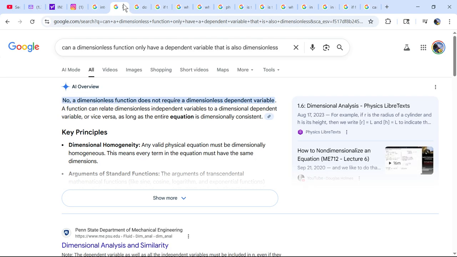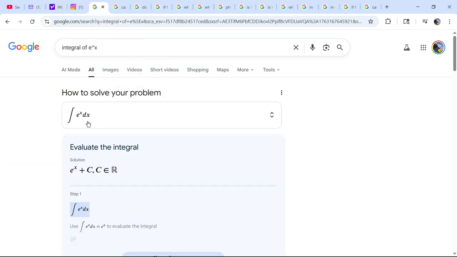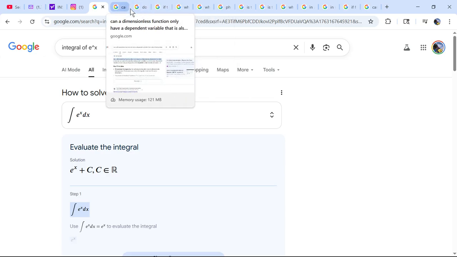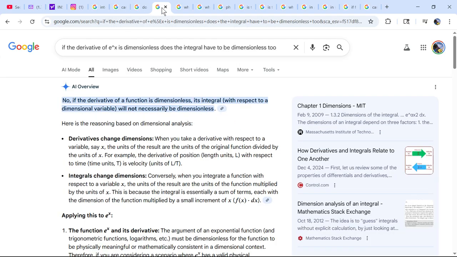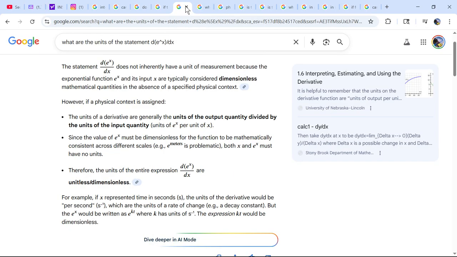Okay, hell yeah. So now let's see what I have here. Can a dimensionless function only have a dependent variable that is also dimensionless? No, so this was kind of interesting, because if I'm starting here, and it's representing something dimensionless, does this value have to be dimensionless? And I don't even know where I want to start with the Google. Probably somewhere I'm not going to lose my mind.